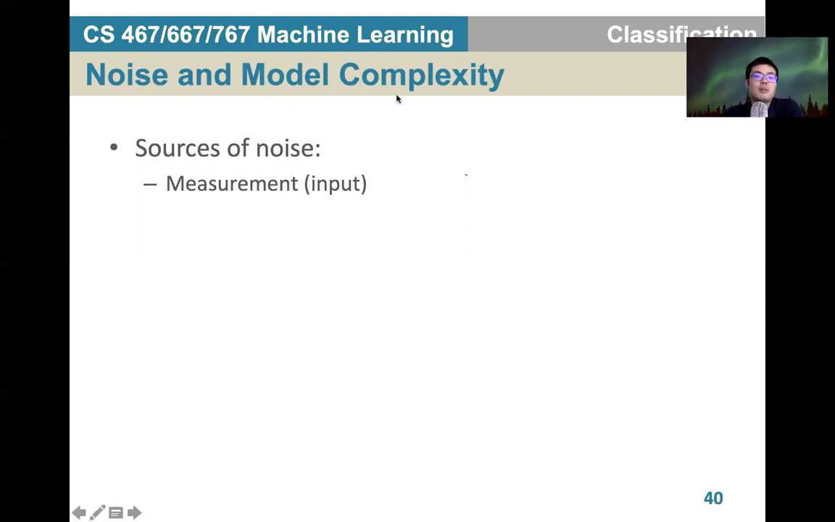Now let's talk about the model complexity. Sometimes you don't want to use too complex models. Sometimes the simple models will be preferred. The reason for that is because your data could have noise. There are different kinds of noise. The first is measurement error.